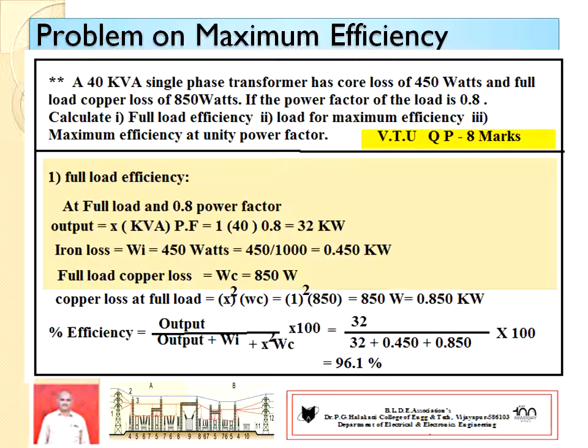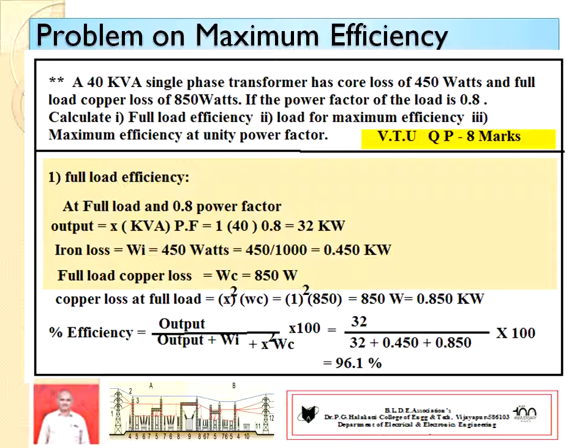So, one problem we have to look at on maximum efficiency. It is asked a number of times in PTU examinations as well as so many internal tests. Very good problem. A 40 kVA single phase transformer has an iron loss of 450 watts and a full load copper loss of 850 watts. If the power factor of the load is 0.8, calculate full load efficiency, and load for maximum efficiency at unity power factor.